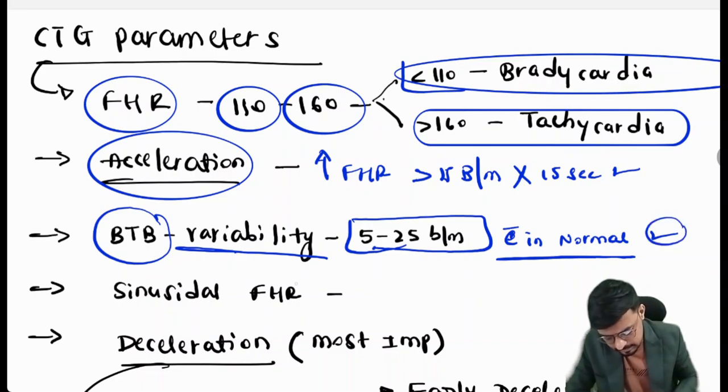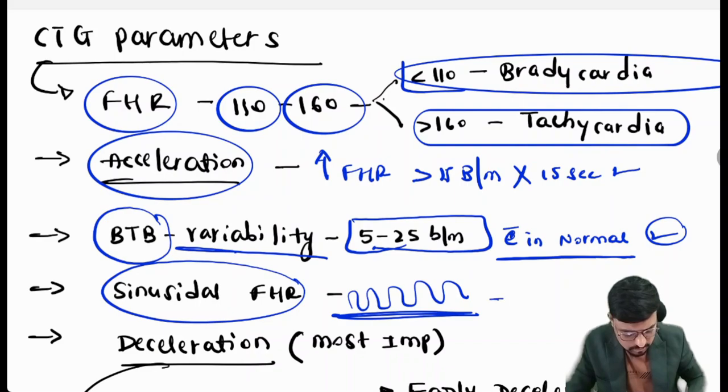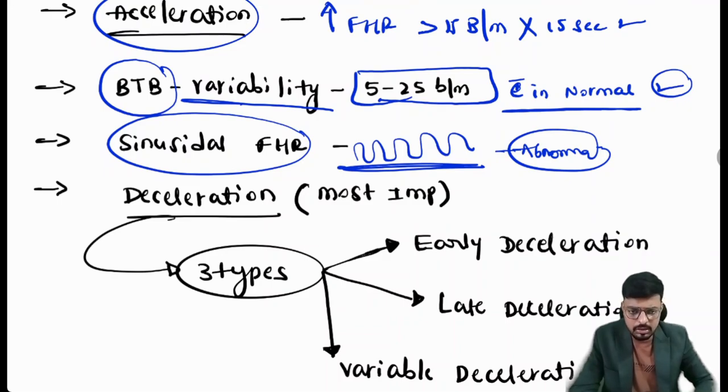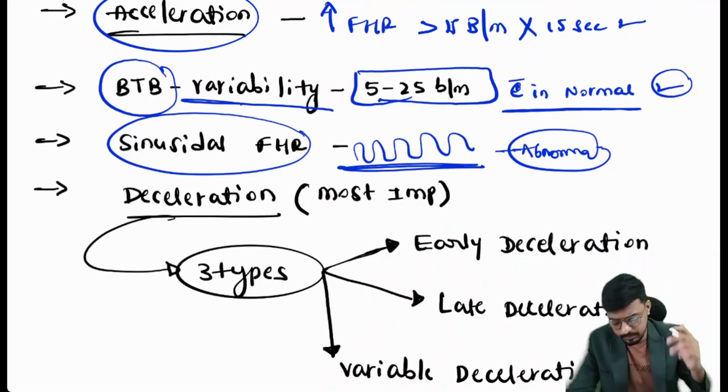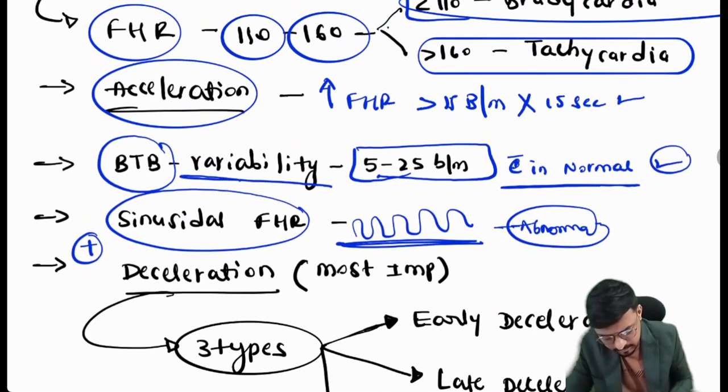Okay, so the sinusoidal fetal heart rate pattern. If this pattern of the fetal heart rate is coming in the NST or in the CTG, this is abnormal, very important. It indicates fetal anemia. That may be due to RH incompatibility, or due to vasa previa and fetal bleeding.